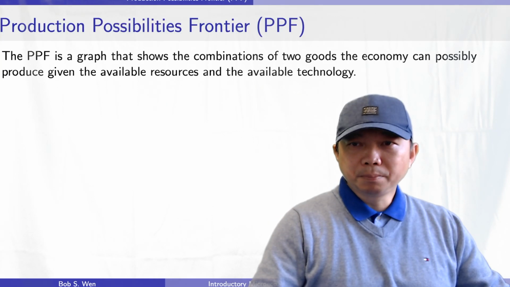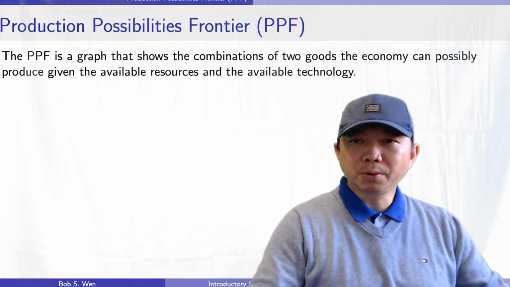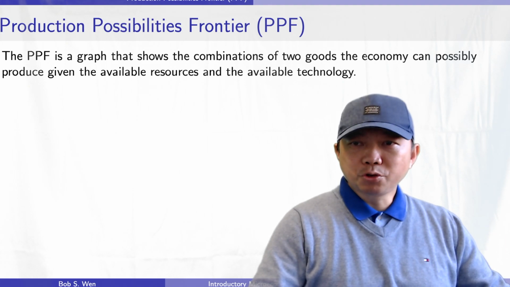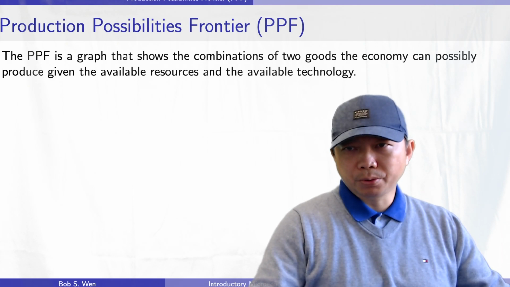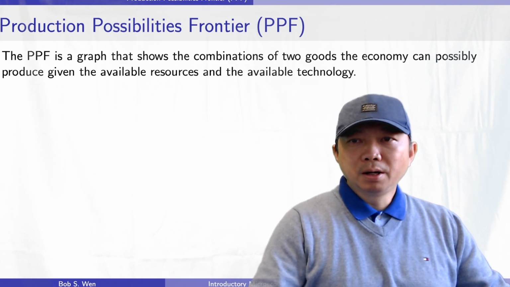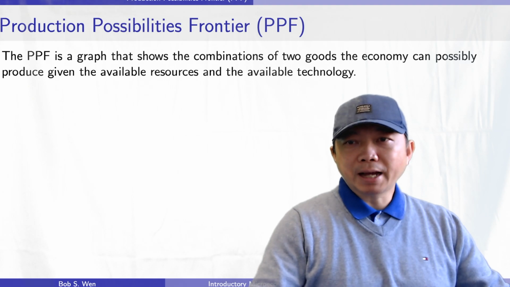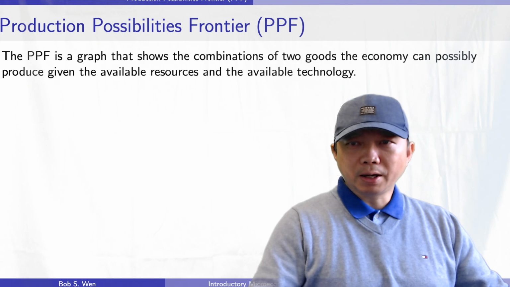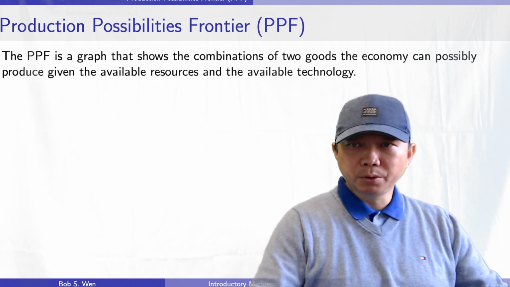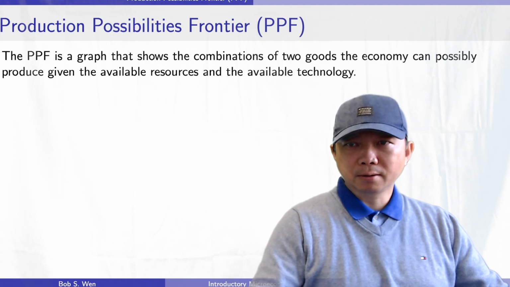The Production Possibilities Frontier is a graph that shows the combinations of the two goods the economy could possibly produce given the available resources and the available technology. Since resources are scarce, we have to give up some of a good in order to produce more of another.